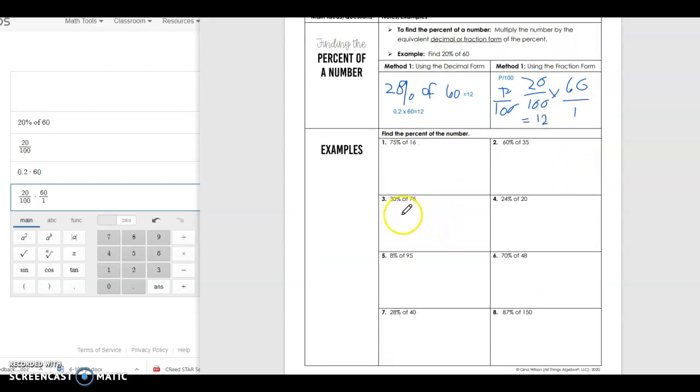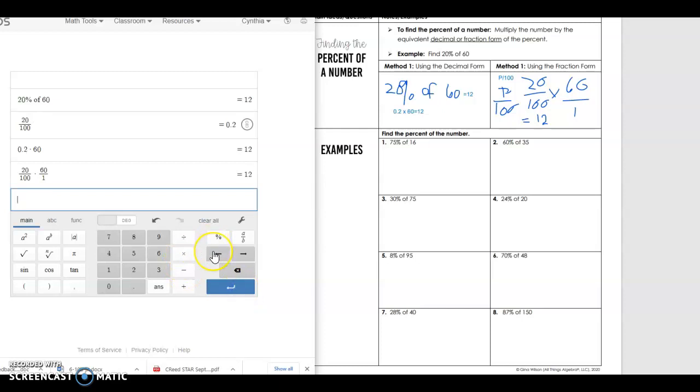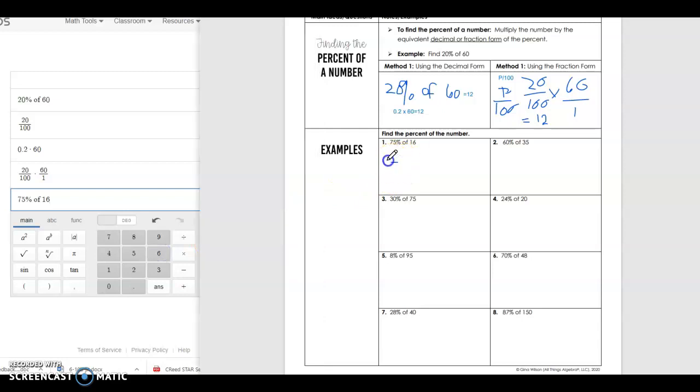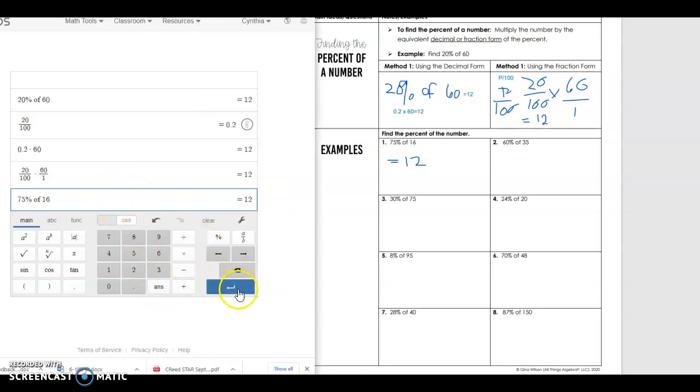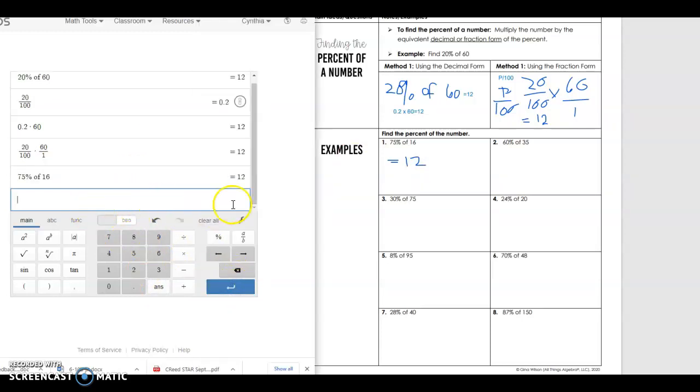So let me run through 1, 3, 5, and 7. For number 1, 75% of 16. I'm going to type in 75, click on my percent, type in 16, and I got 12. Then 30% of 75. So that's 30, click on my percent, 75. My answer is 22.5.